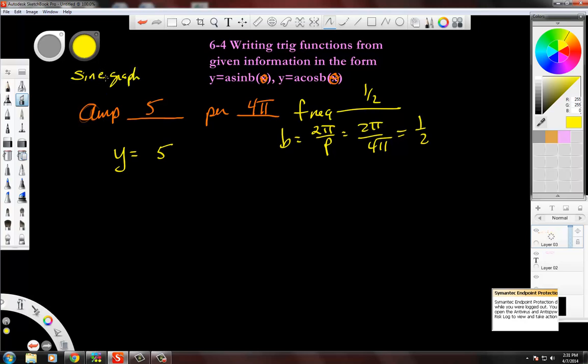By the way, sine is S-I-N-E and like cosine is C-O-S-I-N-E, but they just smash it down into 3 letters. We'll be calling all these sines for today. 5 sine of 1/2 theta, or theta over 2. So you could also write this as 5 sine of theta over 2.